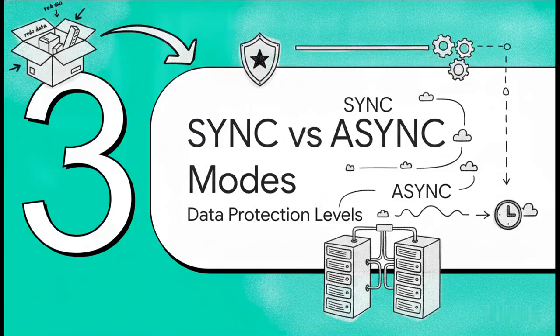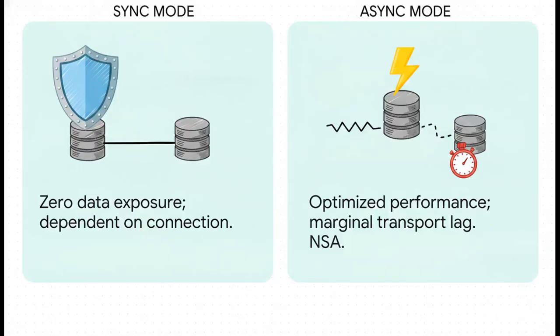Section 3. Transport Modes. Sync versus async. Let's talk about how we actually ship this data. Now, what's really interesting about this slide is the direct trade-off between strict data protection and primary database performance. First up, synchronous, or SYNC mode. This uses the NSS process to ship redo directly from the log buffer. The catch? The primary database will not issue a commit acknowledgement until that data is safely written to the standby redo logs, the SRLs.